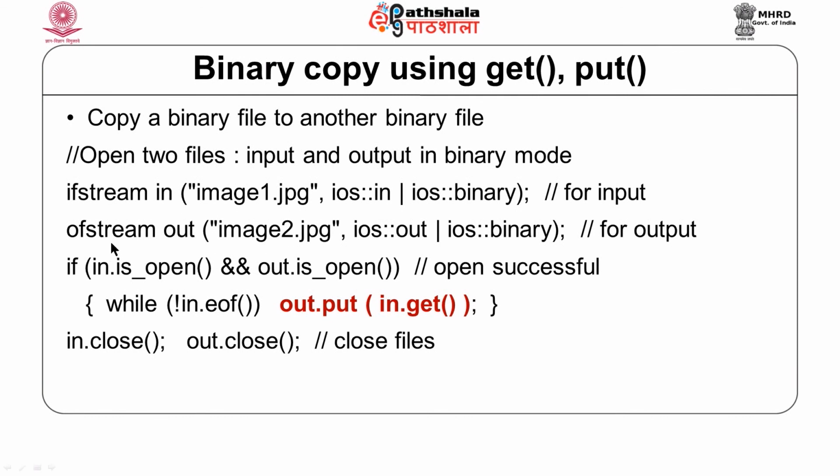So, after opening the file, it is better to check whether the files are opened successfully or not, and if they are opened successfully, then we will keep on reading from the input file in till end of file. in.get will read a single character, and that single character is written into the output file out, which is image2, which is associated with image2.jpg. So, here we have used the put method and get method to write and read a single character at a time.